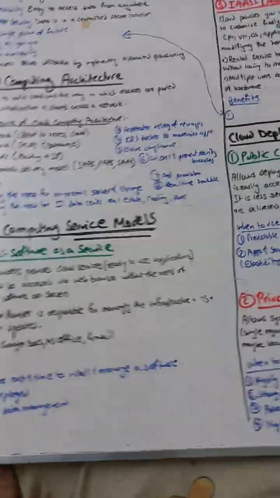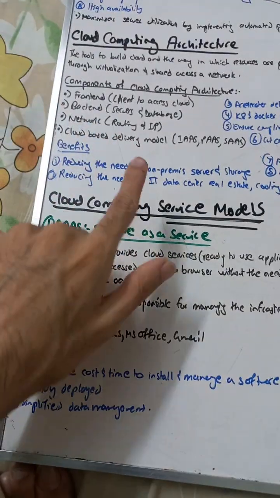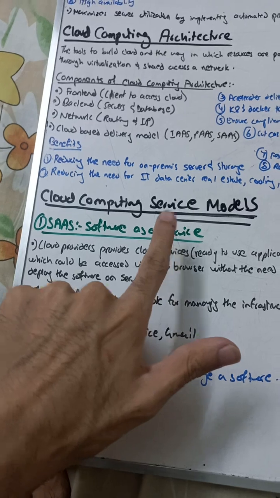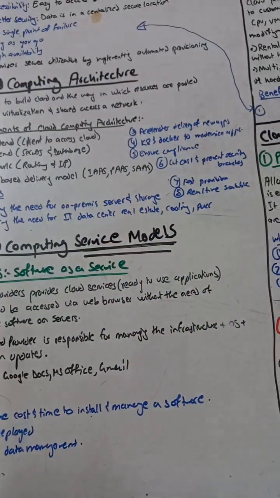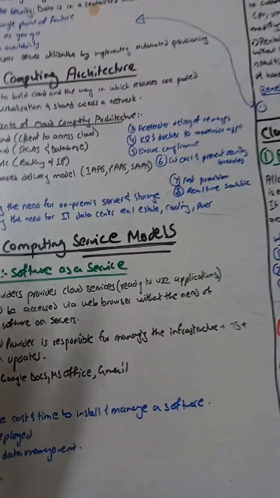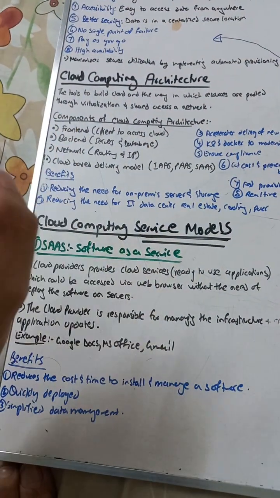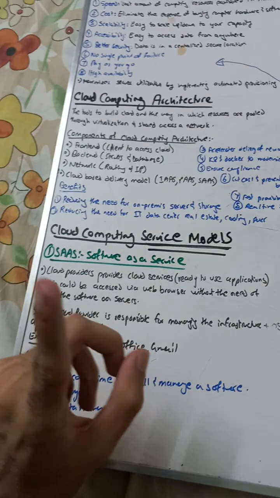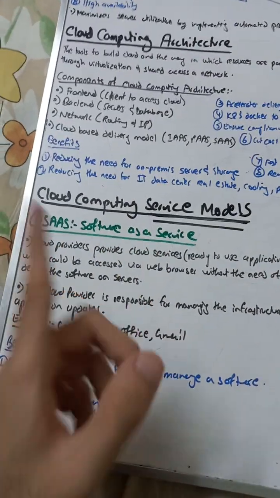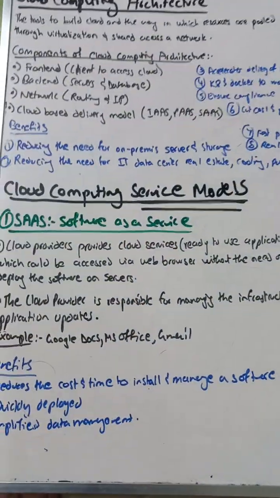Now, there are different service models, so note that there is a difference between delivery model and service model. Sorry, delivery model and service model is the same thing. Deployment and service is different. So first we're going to talk about service. In service, we're talking about software as a service.